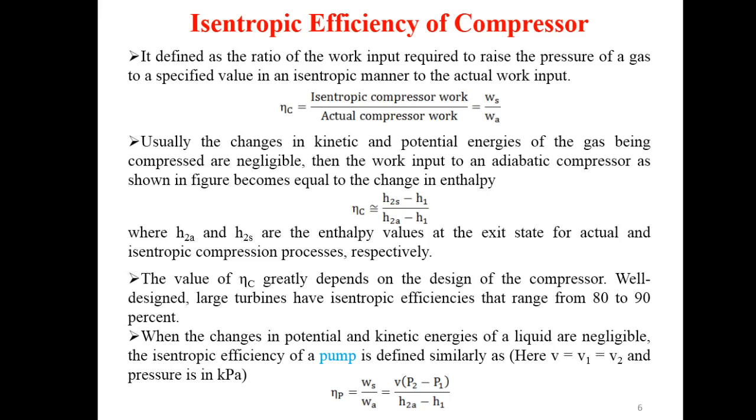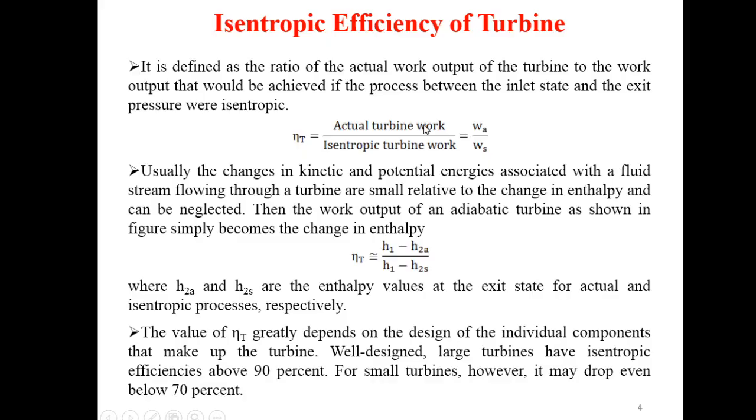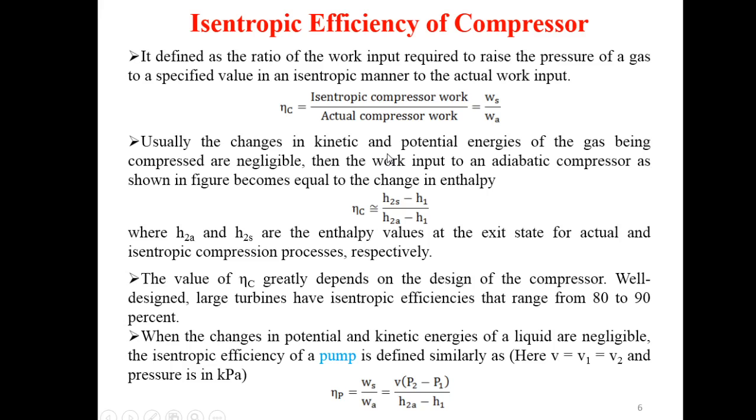Next is isentropic efficiency of compressor. It is defined as the ratio of the work input required to raise the pressure of a gas to a specified value in an isentropic manner to the actual work input. So for a compressor, efficiency is the ratio of isentropic compressor work divided by actual compressor work. Whereas in the case of a turbine, isentropic is in the denominator, in the case of a compressor, isentropic is on the numerator side. So efficiency of compressor equals Ws divided by Wa.